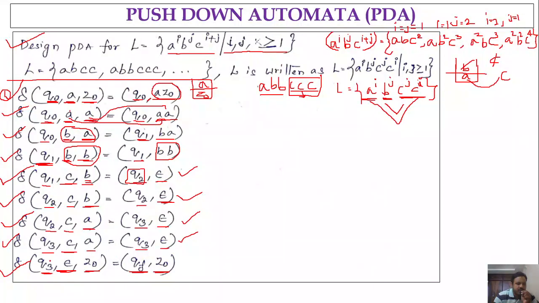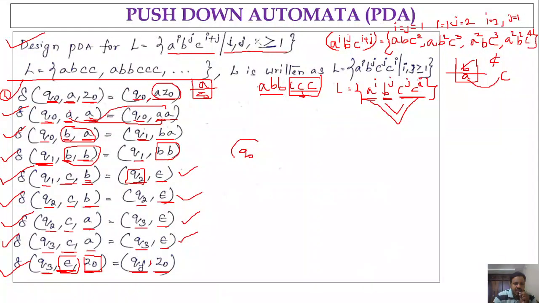right? So in q3 if you get epsilon as an input symbol and top of the stack is z naught, then directly you go to the final state and you are going to push z naught onto the stack, right? Since you are going to the final state, such types of strings are going to be accepted, right? So let me draw the state transition diagram so that you could understand this.